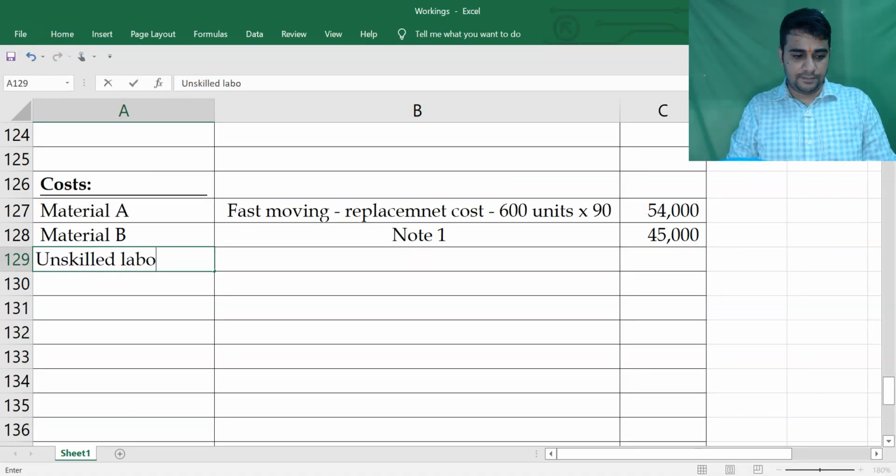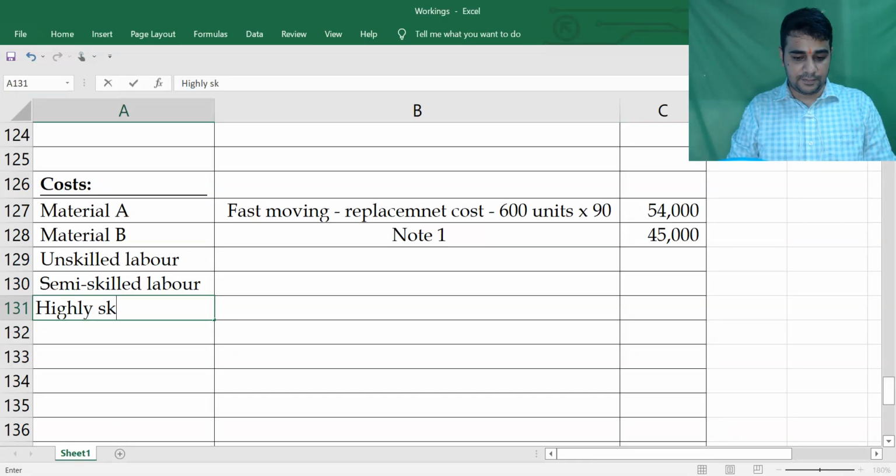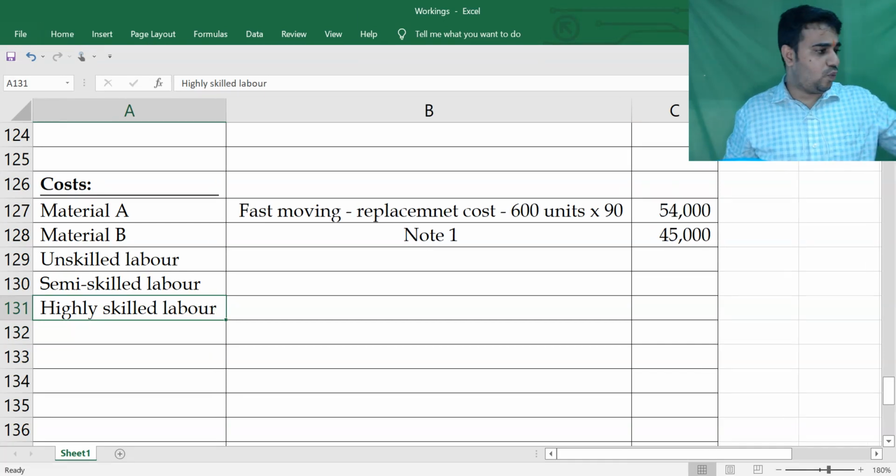Unskilled labor, semi-skilled labor, highly skilled labor. One minute for you to do.